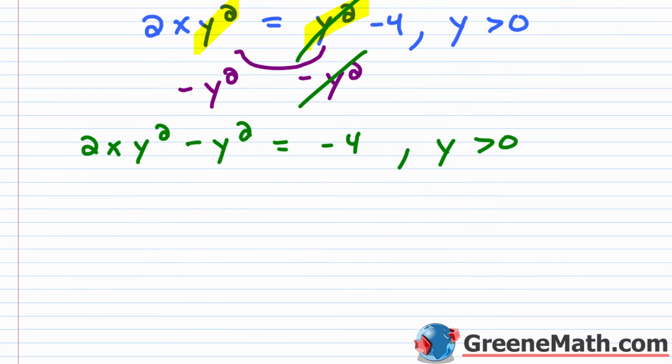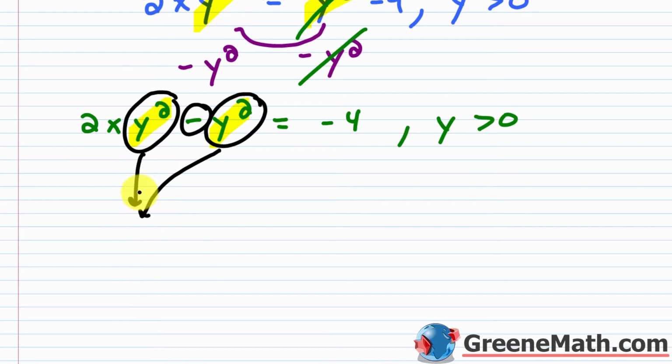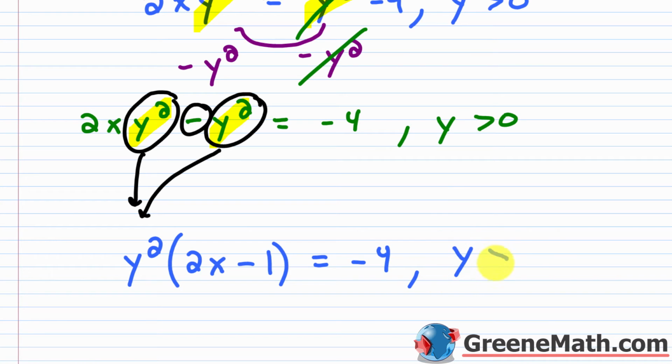Let's come down here a little bit more. Now, you might be thinking, how in the world are we going to solve for y? I have y squared here, I have y squared here, and I have this subtraction sign, so what you should be thinking here is factoring. You can pull the y squared out and put it in front of a set of parentheses. So I can say y squared outside of a set of parentheses, and then I'll have 2x minus 1, and this equals negative 4. Again, y is greater than 0.